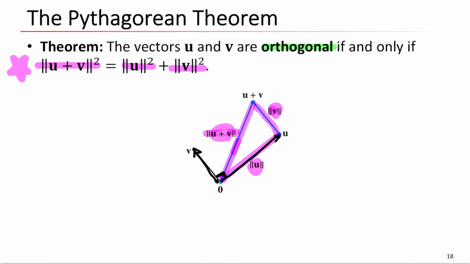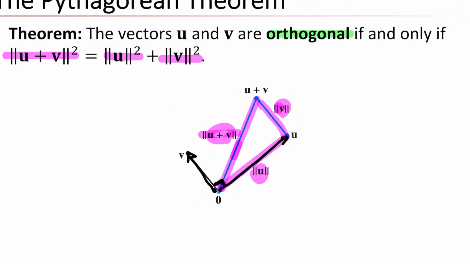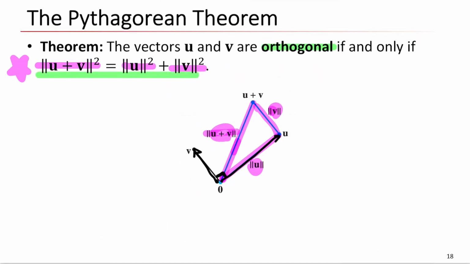There was another theorem called the Pythagorean theorem. As you can see here, if vector u and vector v are perpendicular, the squared length of u plus v should be equal to the squared length of vector u plus the squared length of vector v, something like this. Okay, so this is the Pythagorean theorem.